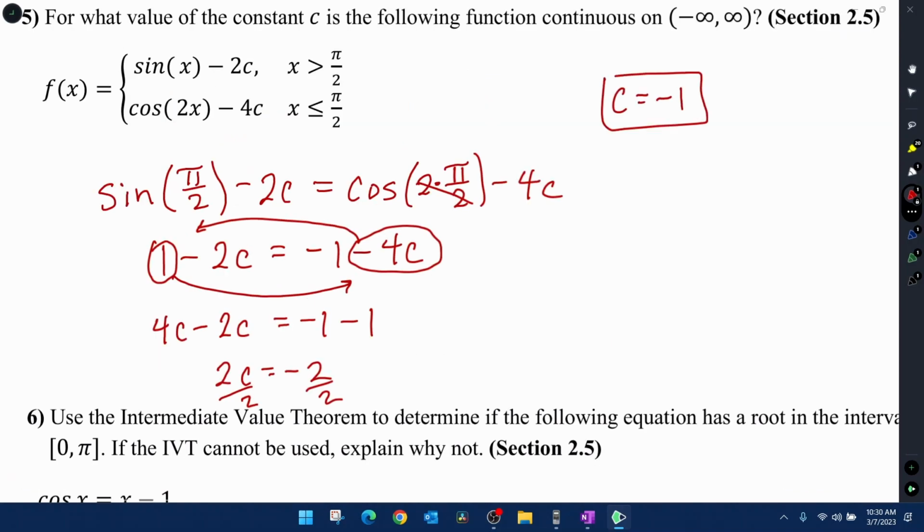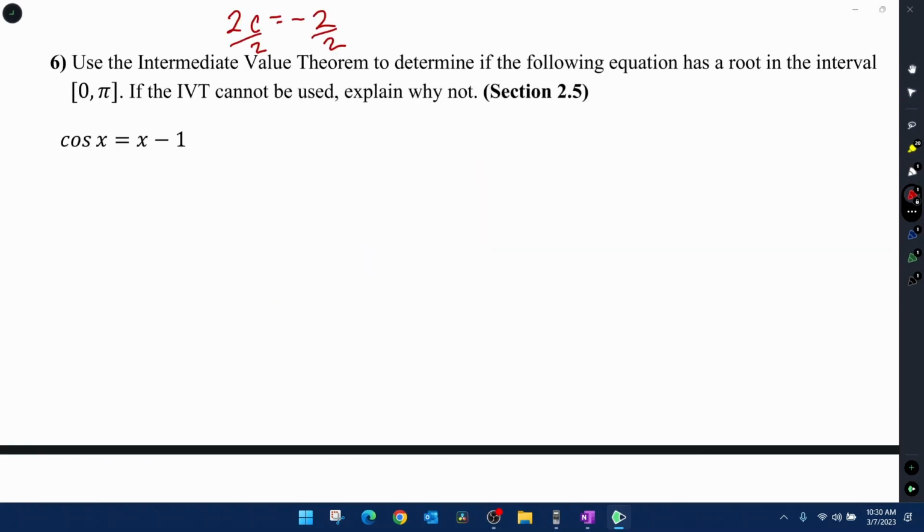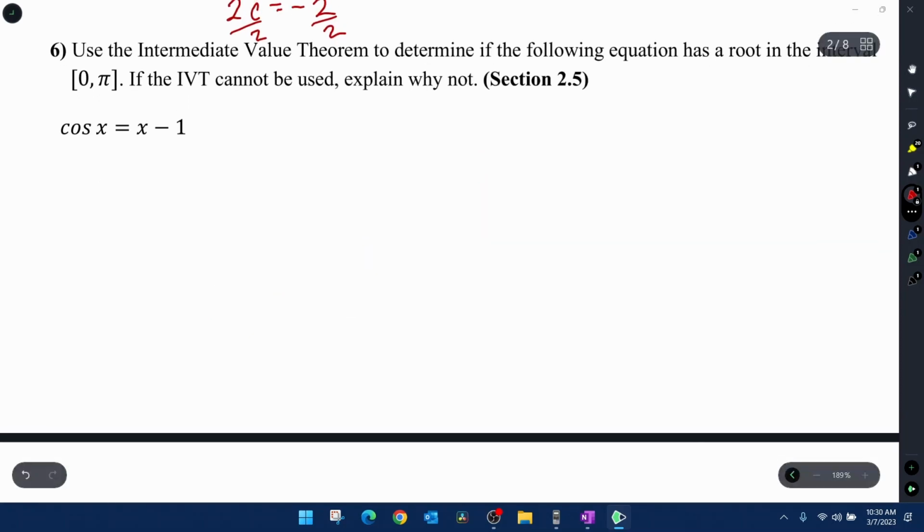everybody understand you're going to have to show the work to get credit for that, right? Yes. You can't just write c equals -1 without any supporting scratch work. Next problem, use the intermediate value theorem to determine if the following equation has a root on the interval from 0 to pi. Now the problem is this is not a function, it's an equation.